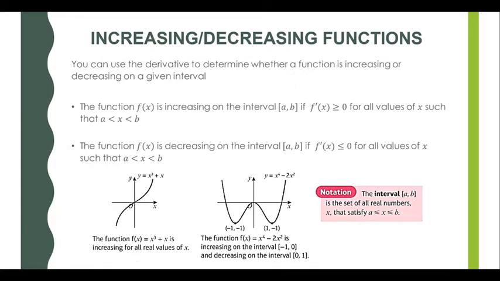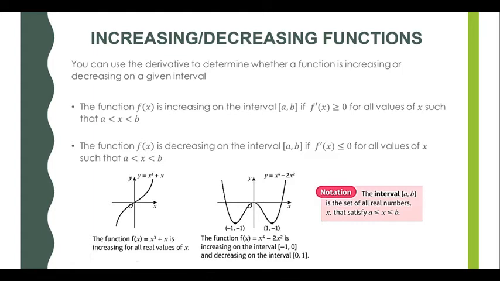We can use the derivative to find out if a function is increasing or decreasing on a given interval. In the interval a is less than or equal to x is less than or equal to b, our function f of x is increasing if its derivative f dash of x is greater or equal to 0. And it's decreasing if f dash of x, its derivative, is less than or equal to 0 for all values of x in that interval.